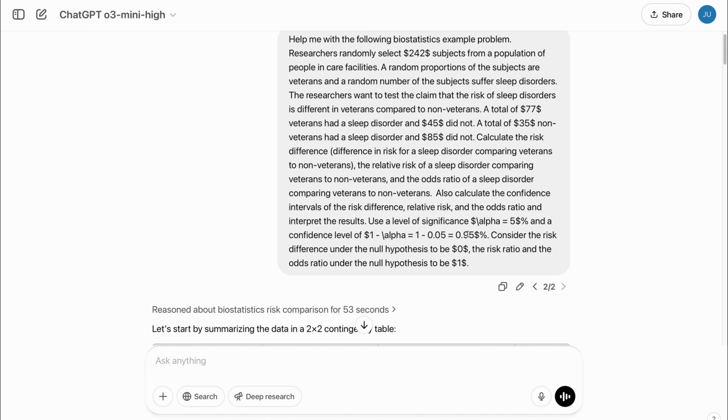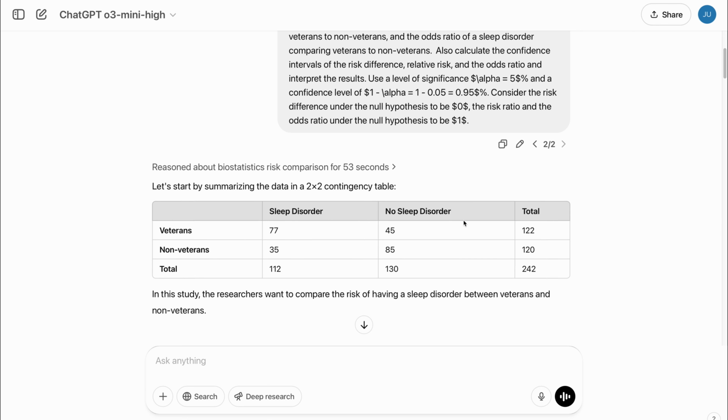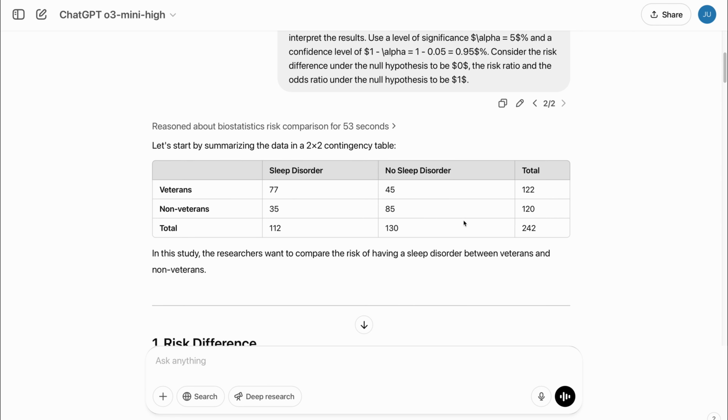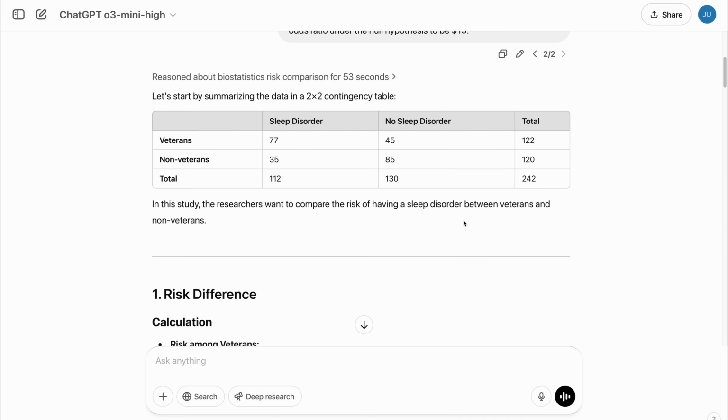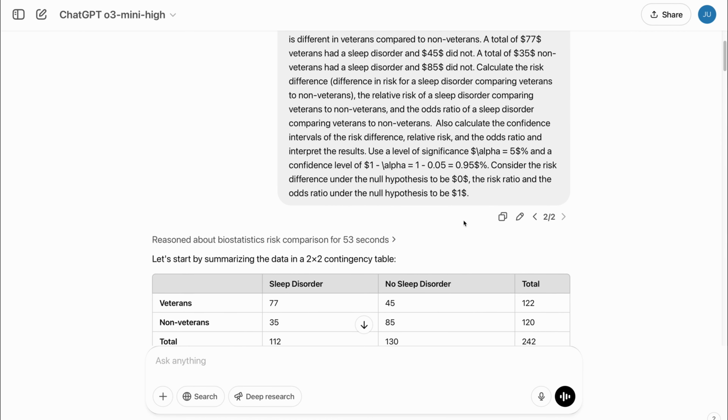Otherwise, if I want to put in an equation, it's very difficult to put an equation in words. And so my preference is to use LaTeX, and it works very well, at least for me, for ChatGPT, as opposed to some of the other models. So there is our contingency table. ChatGPT made this contingency table from the information that we were given.